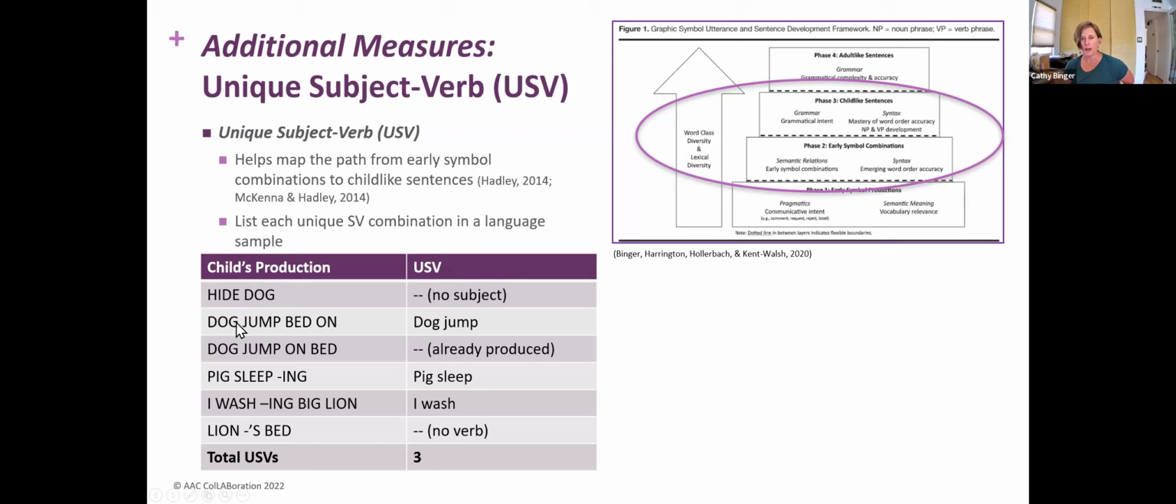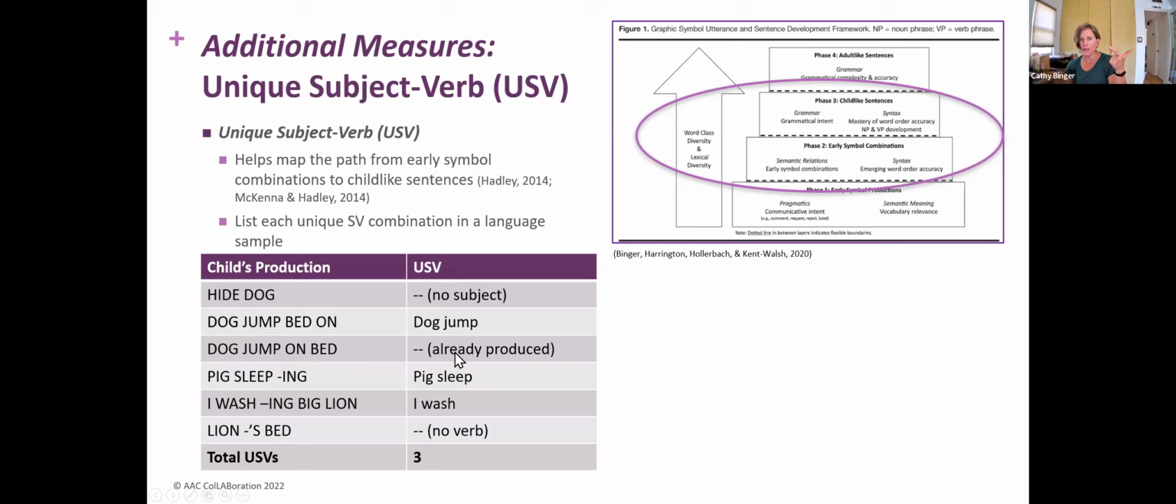Dog, jump, bed, on. Well, we have a subject, dog, and we have a verb phrase that starts with jump. So I have a subject and verb. The unique subject and verb is dog, jump. We don't worry about the rest of the utterance. We just write down what the subject is and what the verb is, the core of the subject. And then we have dog, jump, bed, on bed. That's actually the right word order. The kid already produced this subject and this verb. They produced dog and they produced jump.